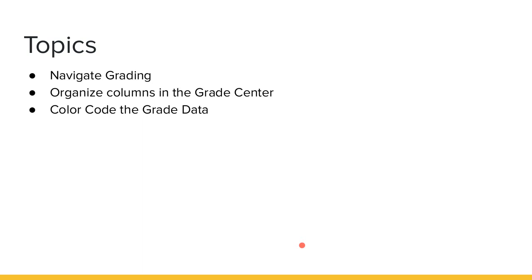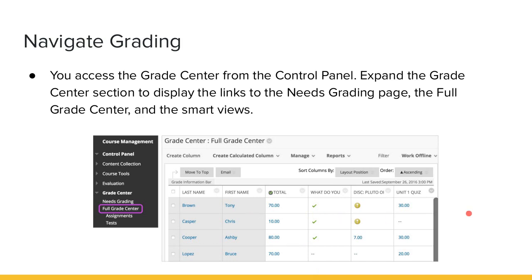And then finally, we're going to look at color coding the grade data. The Grade Center can be accessed under the control panel in your course, and to see the full Grade Center, you're going to click the link that says Full Grade Center. Then that grid is going to show up with all of your names populated. And in addition to the sandbox, I will show you a live Grade Center in AOL so you can see what it looks like.